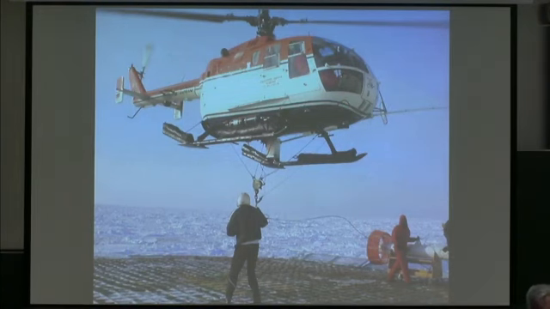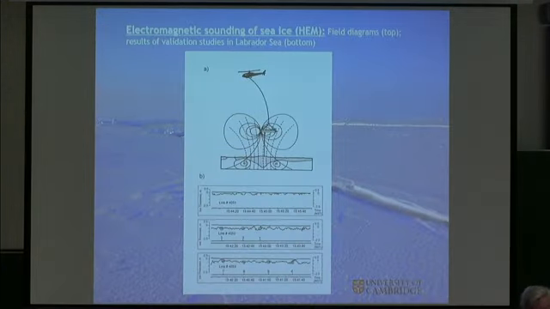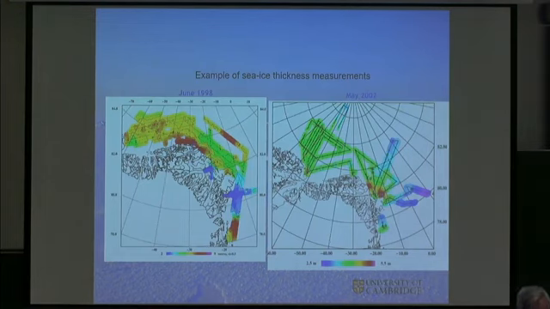Then next is the electromagnetic method from aircraft, and I guess Christian's going to talk about that, but it gives you complete thickness directly, and it can be done from a helicopter or now from fixed-wing aircraft, which gives greater range. So it's possible from a number of missions now to cover quite large chunks of the Arctic.